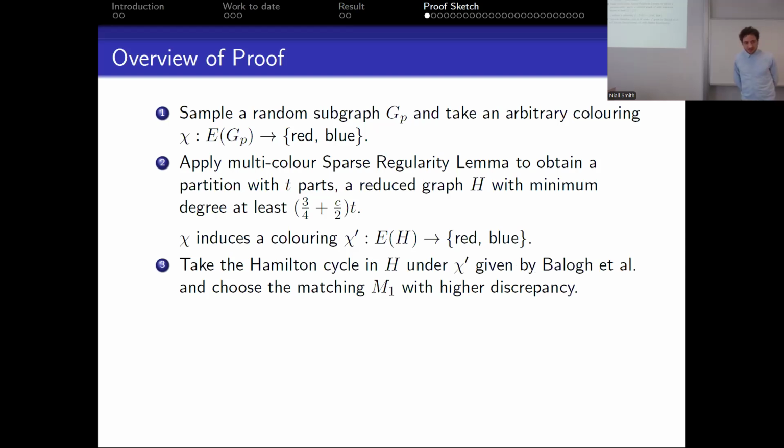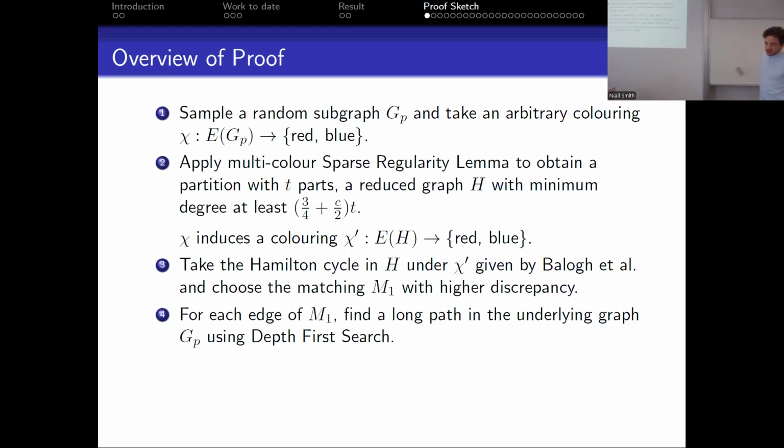Take a Hamilton cycle in the reduced graph using the result of Balogh and this induced coloring. And a Hamilton cycle, of course, is two perfect matchings. If it doesn't have an even number of parts in the partition, you just put one more, and you take the matching with a higher discrepancy.